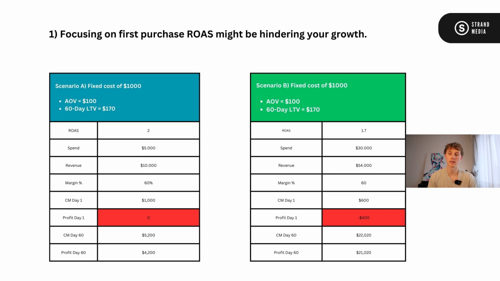But what happens after 60 days is that a lot of the customers we generated in this period come back and make more purchases. They come back without us needing to spend more money on these same customers, because they already did an order with our store, so they know where to find it and they know that they like the product, so they come back organically. Over 60 days, the contribution margin increases to $5,200, and as you can see, the profit is actually $4,200.